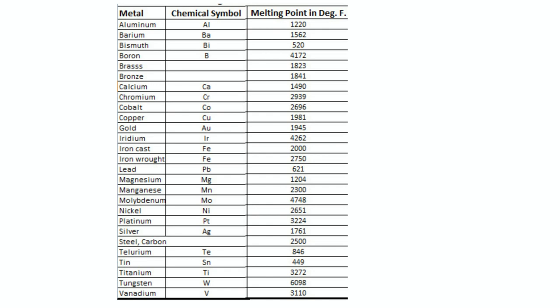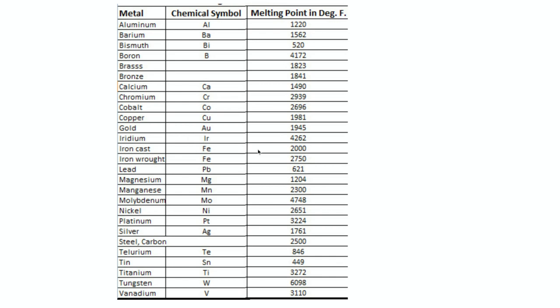All right, here's a list of some common substances, and as you can see, we have a wide range of melting points. Bismuth, which is a metal, will melt at 520 degrees. So bismuth is probably not a good material to cook with. Whereas something like chromium has a melting point of 2,939. Iridium would be fantastic. It's 4262 to melt.